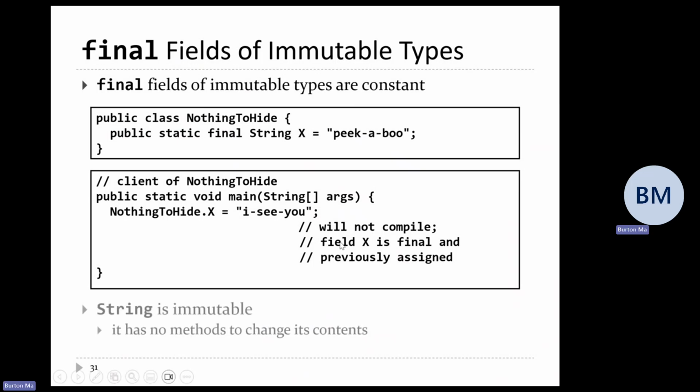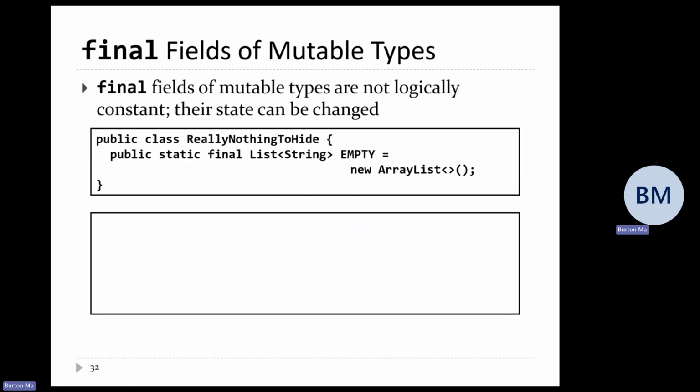All right, so what about arrays and lists? Arrays and lists are not immutable, right? If you have an array, you can change the elements in the array. If you have a list, you can remove things from the list, you can add things to the list, and so on and so forth. So if you try to play this same trick, I make a public static final list called empty. So it looks like somebody's trying to make an empty list, and it's always supposed to be empty. They make it static and final because they think, oh, this is a constant, right?